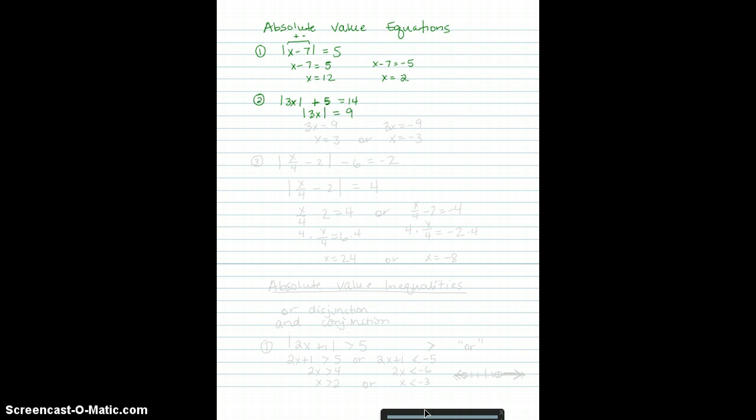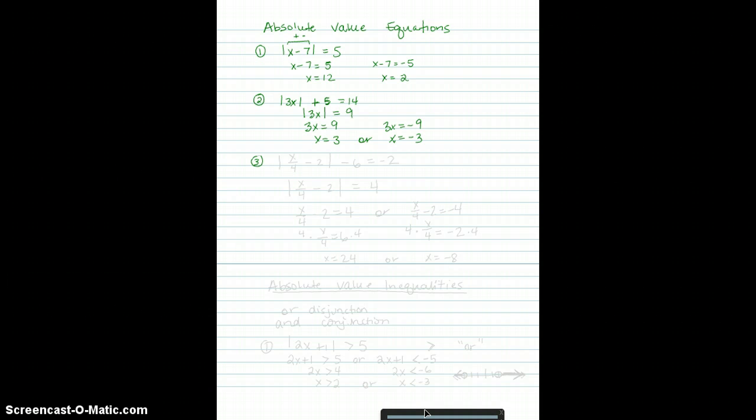Now the same thing that we said a second ago still holds true. The inside of this absolute value could be equal to positive or negative. So that means that 3x could be equal to 9, or 3x could be equal to negative 9. We don't know which of those cases it is. So that means x is equal to 3, or x is equal to negative 3. Now once again, you can plug that back in the original equation and check it.